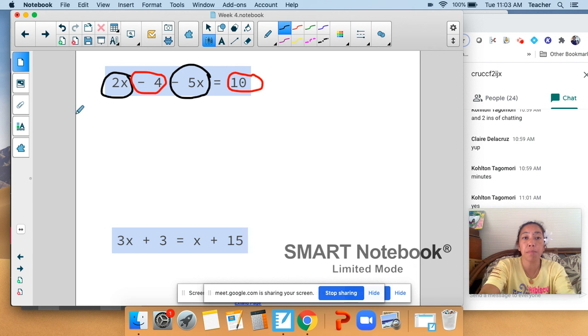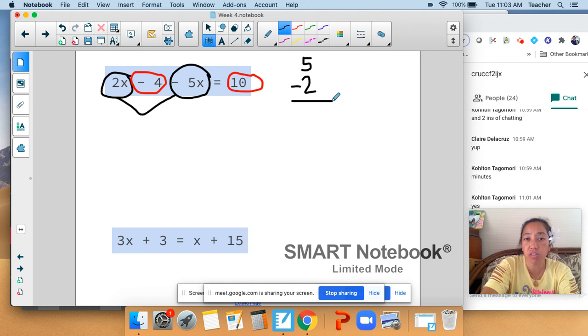So first, I would combine my x terms, right? And I would look at it, oh, a positive and a negative. And then you're going to think different signs, and different signs we subtract. And we take the bigger absolute value, which is 5, and we're going to subtract the smaller absolute value, which is 2. And 5 minus 2 is 3.